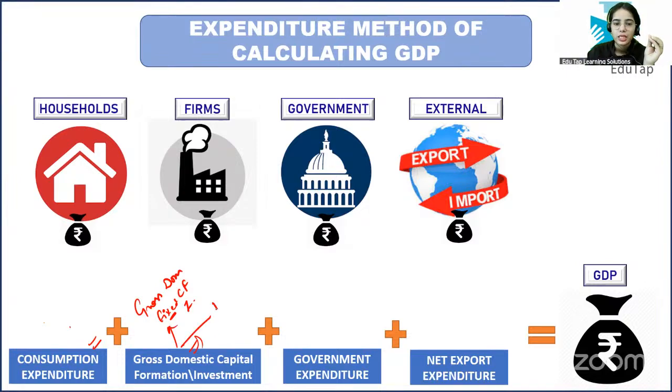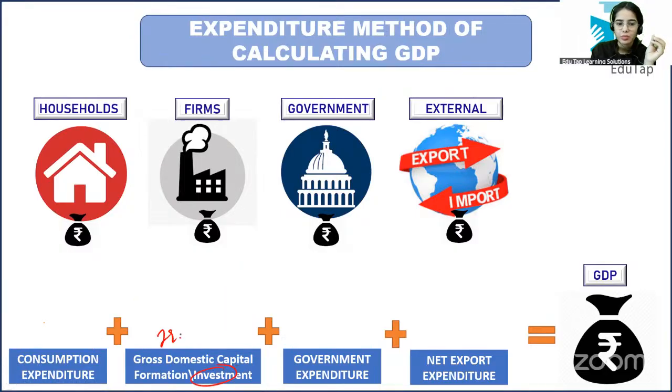Plus, there is change in inventories. Inventories that are adding up. Inventories, a change in inventories. In a year, because we are seeing the GDP for a year, in a year, how much inventories have increased. In a year, what is the change in inventories? That also comes under investment. Okay.